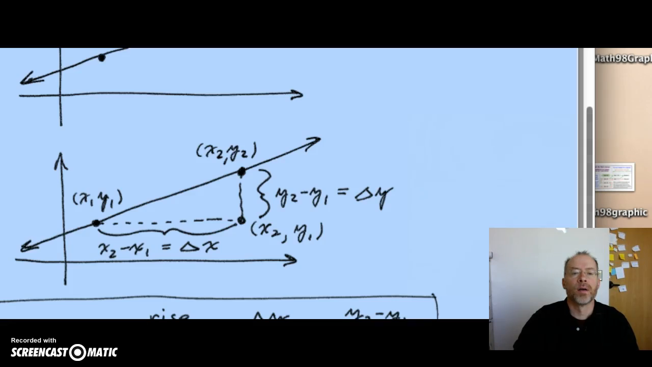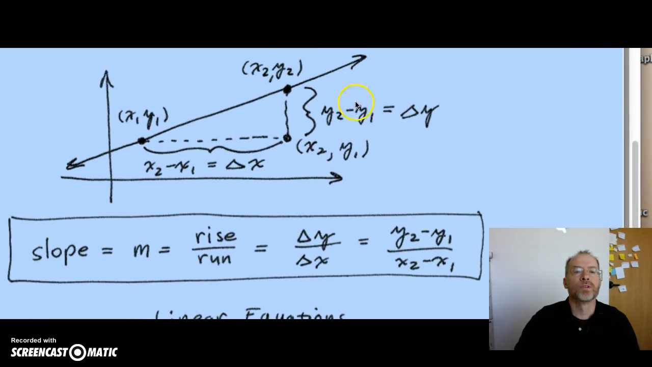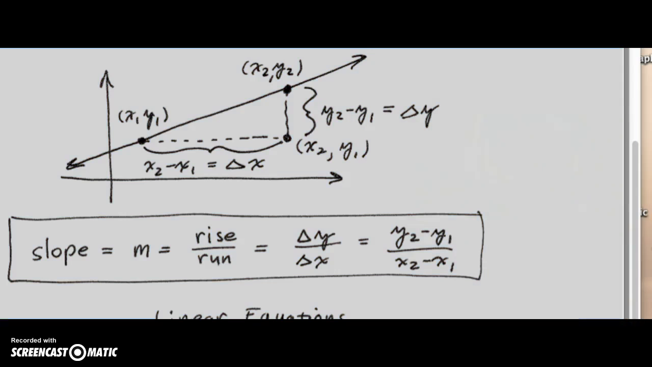And then the slope formula is, if I can get my head out of the way, we use m to stand for slope. It's the ratio of rise over run. That's the change in y divided by the change in x. And as an absolute formula, just y2 minus y1 over x2 minus x1. There's the slope formula, y2 minus y1 over x2 minus x1.